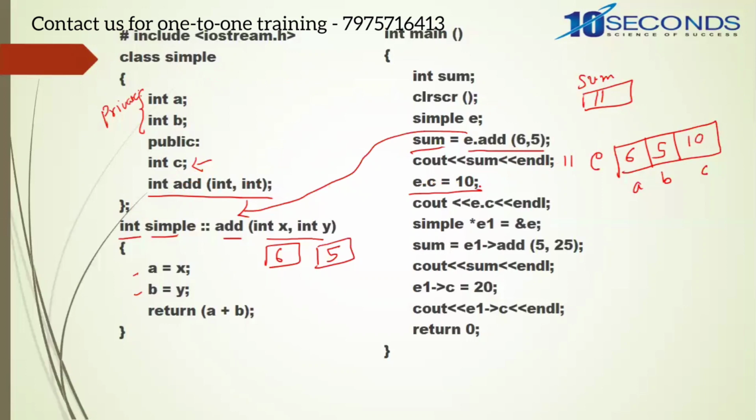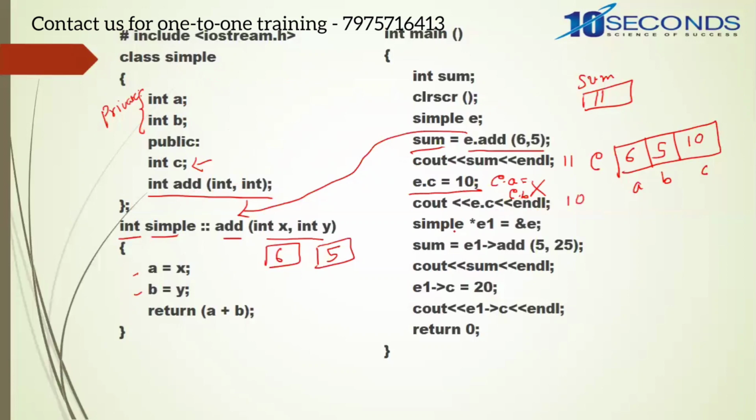But in the same way that we have done E dot C equal to 10, we cannot do E dot A or E dot B. The reason is A and B are in the private section. If you want to access A and B, that should be with the help of a member function only, that is add. Now we are printing the value of E dot C, that is 10 will be printed.